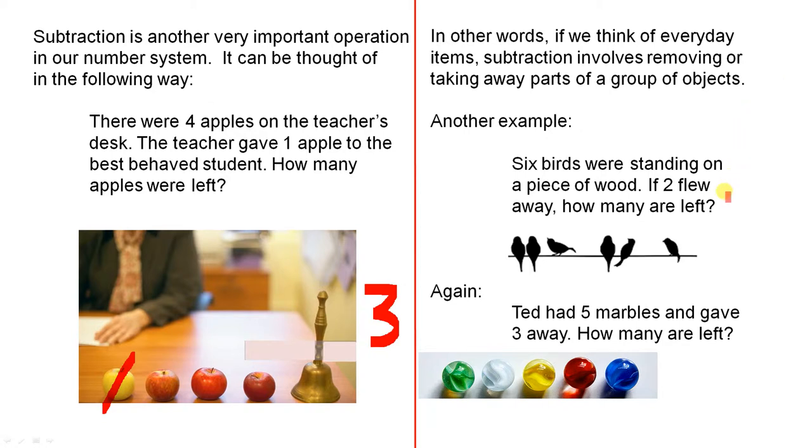Here's another example. 6 birds were standing on a piece of wood. If 2 flew away, how many are left? So there's the group of 6 birds. If those 2 flew away, we have 1, 2, 3, 4 left. So it's the same idea. And the next example, again, Ted had 5 marbles and gave 3 away. How many are left? Let's say he gave those 3 away there, and we have 2 marbles left. So that's the idea of subtraction, taking something away from a group of objects.